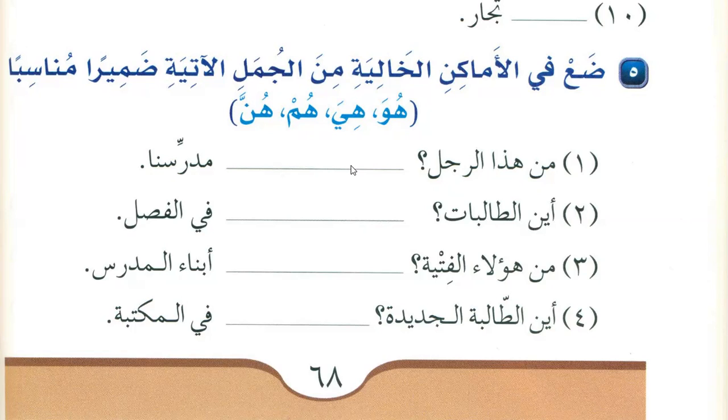Aina talibatun hunna fil fasli. Man haulai fitiyatun. When we have alif lam, we cannot use tanween. So man haulai fitiyatu, you can say. Man haulai fitiyatu.